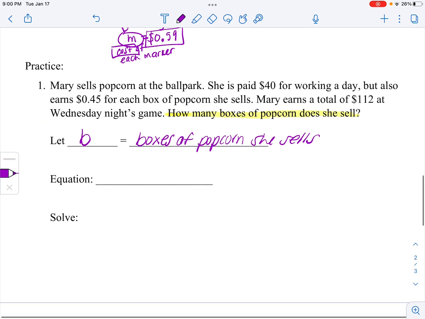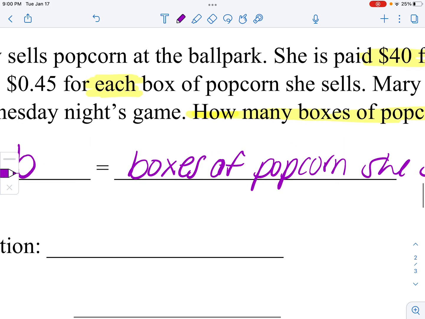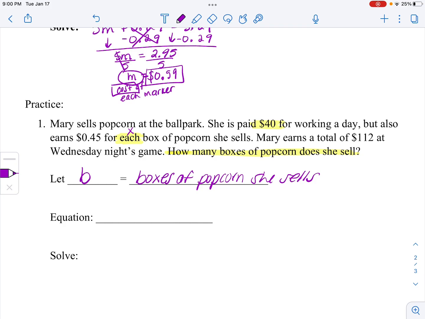Okay, now we're going to go back and highlight anything that we think is important. So we know that just for showing up at work, she's paid $40. That's an automatic given. But then for each, there's another key word we should remember now. I just told you what each means. Multiply. For each box of popcorn, we just called that B, she would get 45 cents.